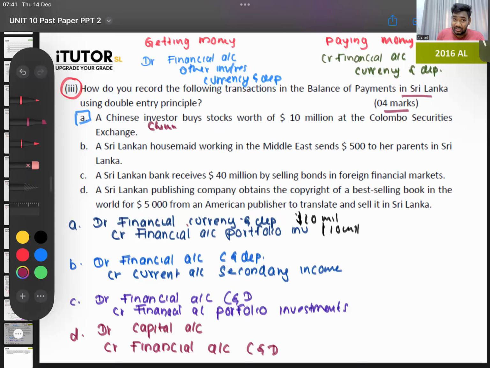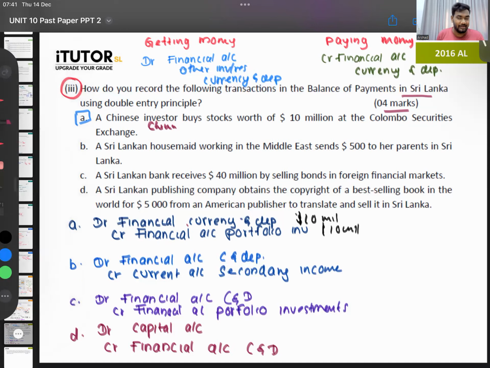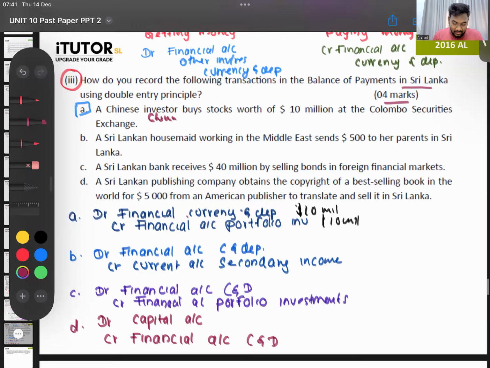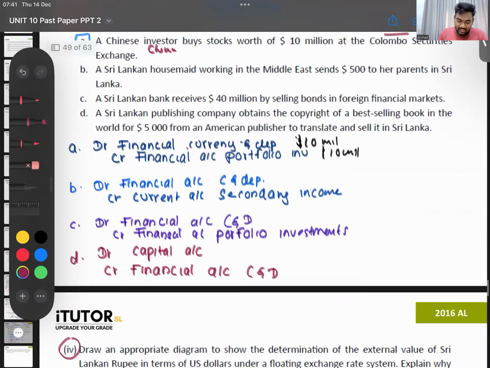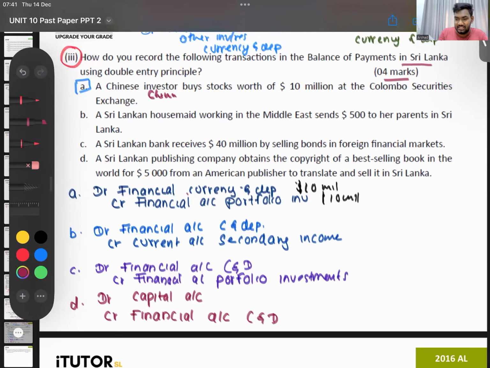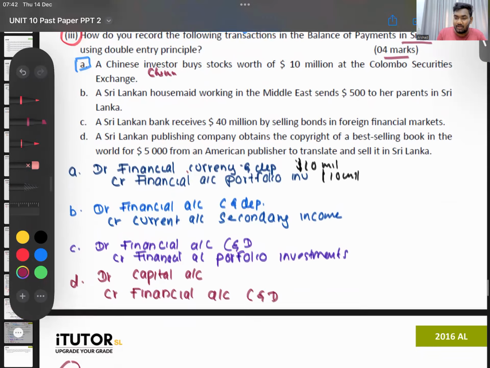When you're reading the question, be very careful. Usually, if they are silent, that is Sri Lanka's perspective. But if they specifically mention how this will be recorded in a foreign country's BOP, you have to be mindful. Okay? Right. This one is an interesting question. Draw an appropriate diagram. These are subparts. Each question gets 1 mark each.